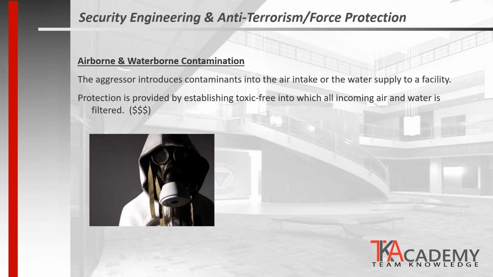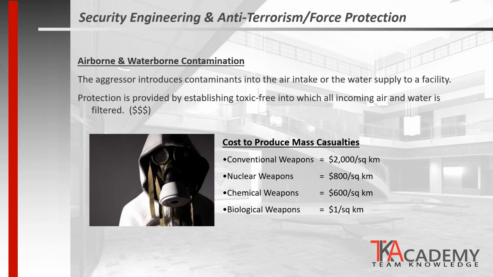Airborne and waterborne contamination would be considered a biological attack. An interesting statistic is the relative cost to produce biological weapons compared to conventional weapons and other weapons of mass casualties. Conventional weapons are the costliest to produce, with a rough cost of about $2,000 for a square kilometer of casualties. But biological weapons are extremely cost-effective compared to other weapons, costing only about $1 for every square kilometer of casualties affected.